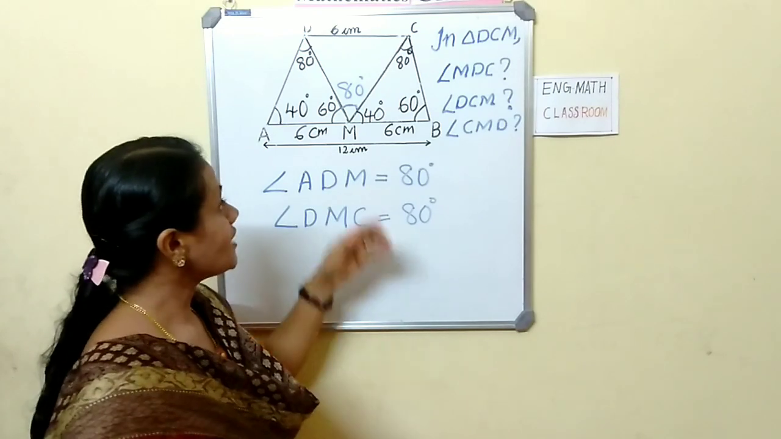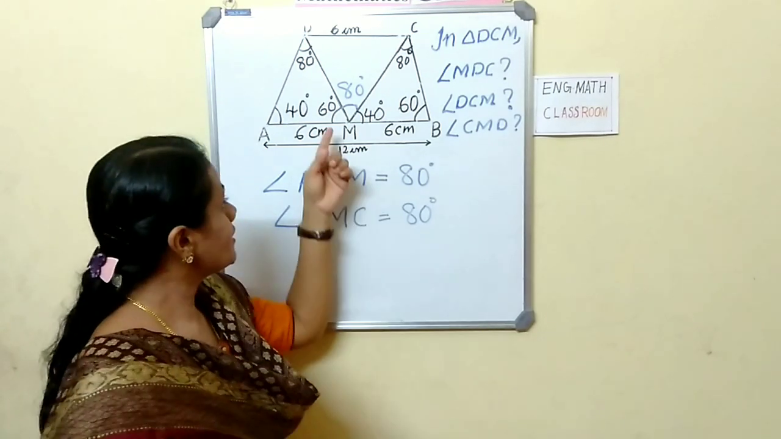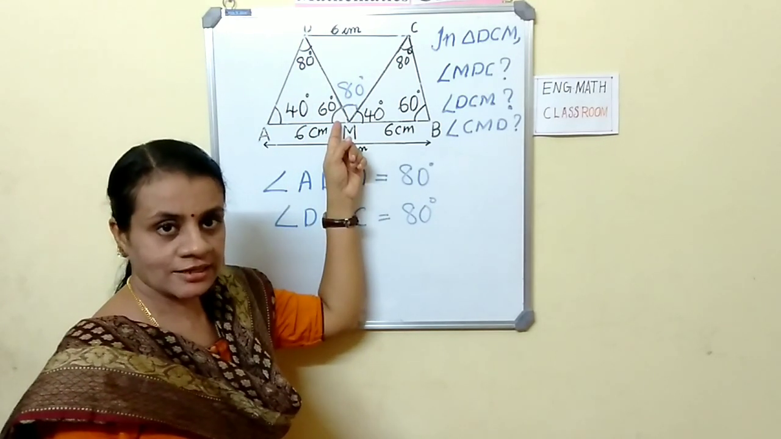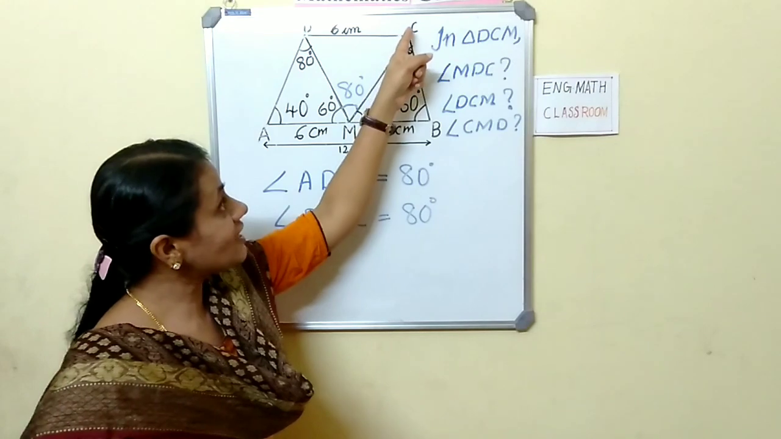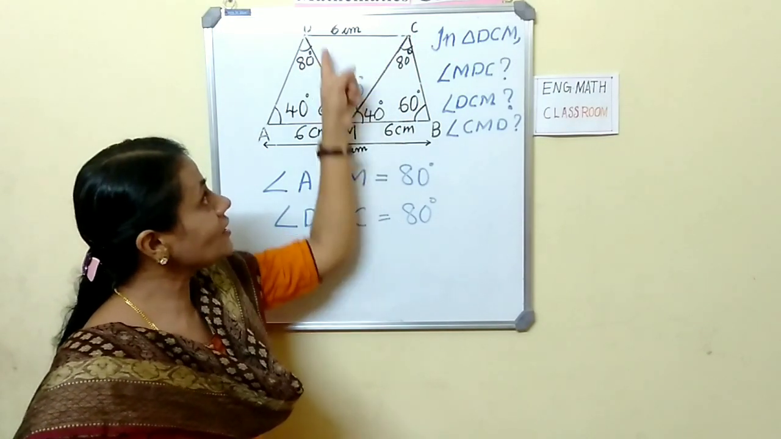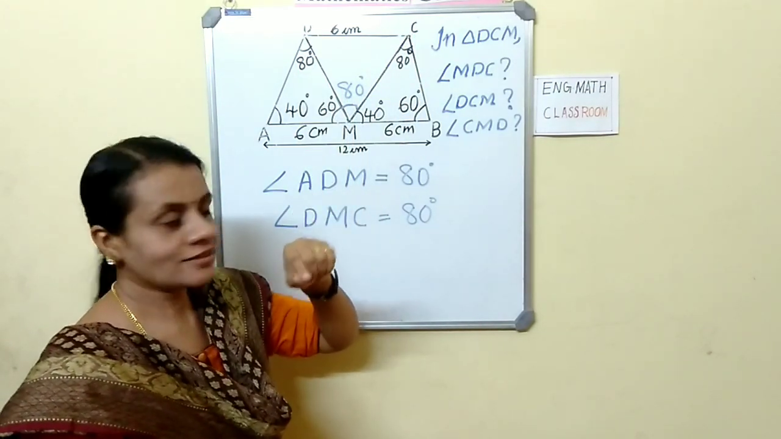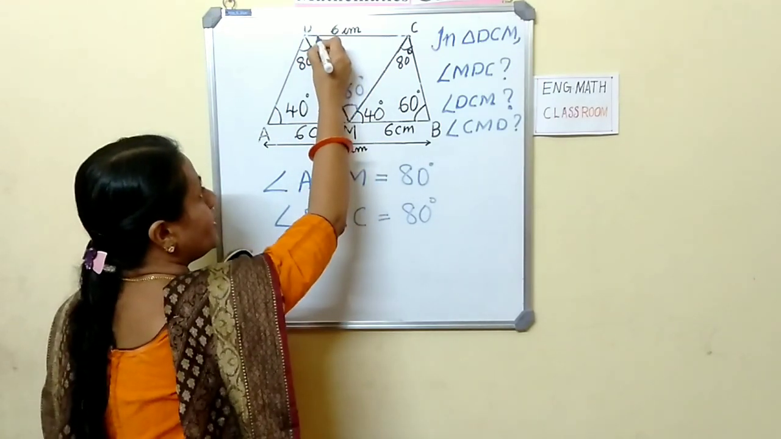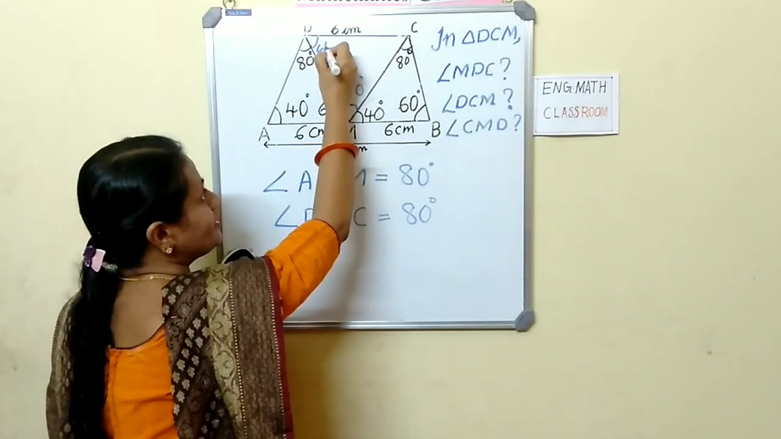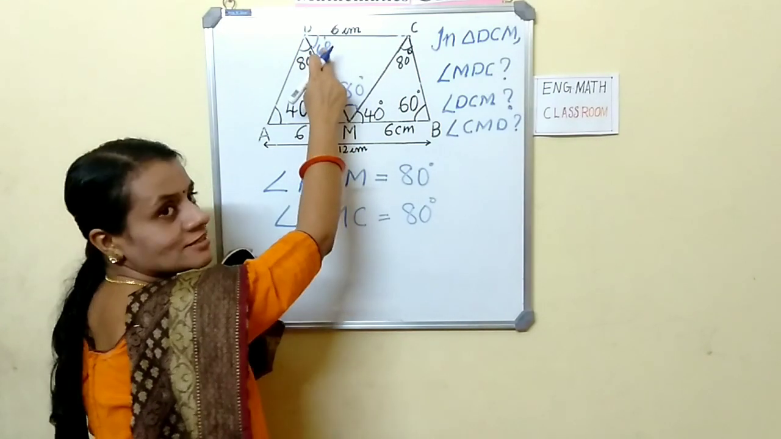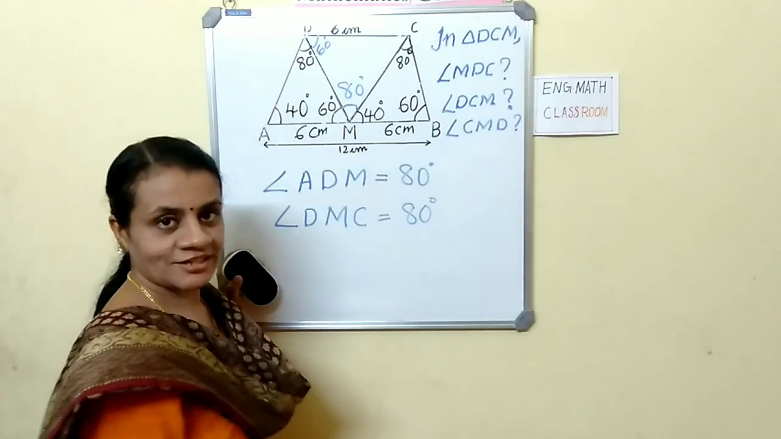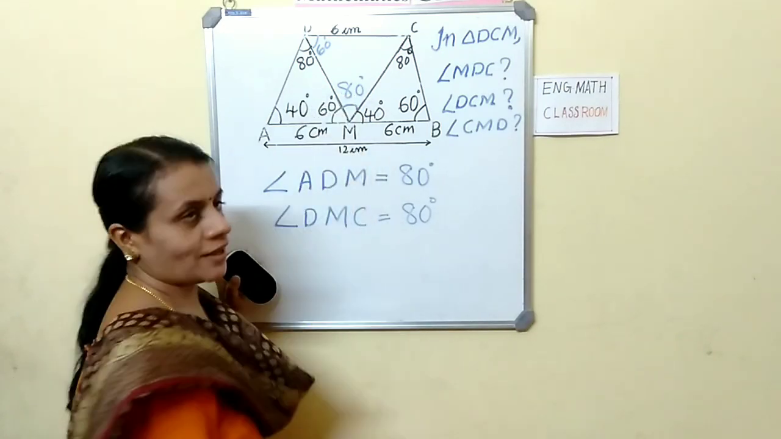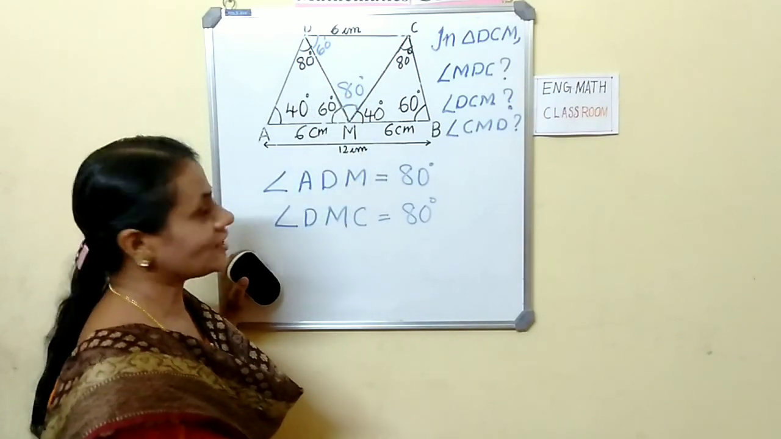Okay. And another alternate angles. Angle AMD is 60 degree. So that angle CDM is also 60 degree. The reason is alternate angles. So here you can mark this angle 60 degree. 60, 60. 80 degree, 80 degree. So this is one pair of alternate angles. This is the second pair.